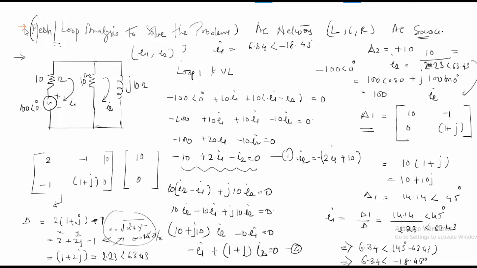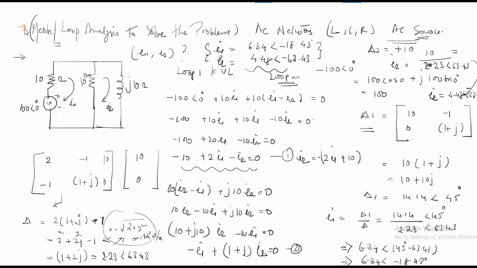which comes out close to, my I2 is equal to 4.48, making an angle of minus 63.43. So this is my I1 and I2, and this is how to apply the loop analysis to an AC circuit, and this is how you can solve it.